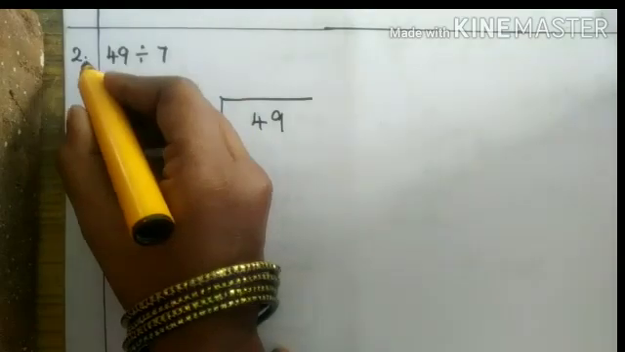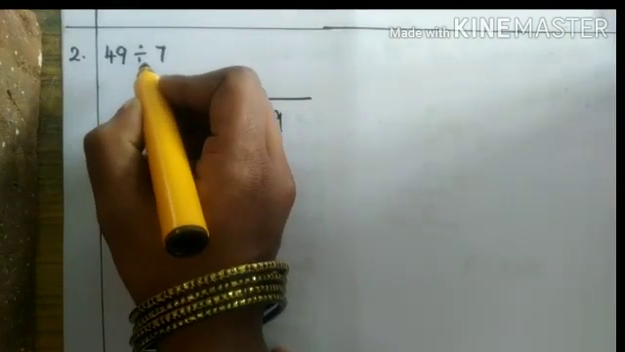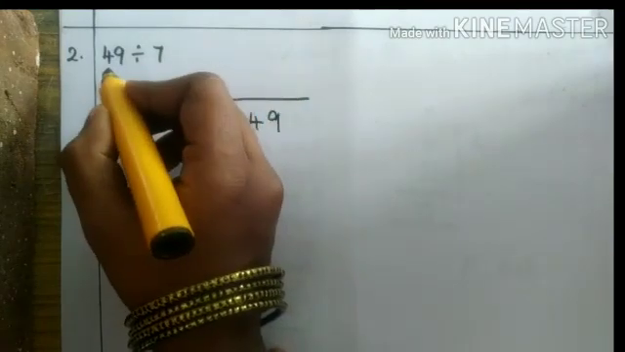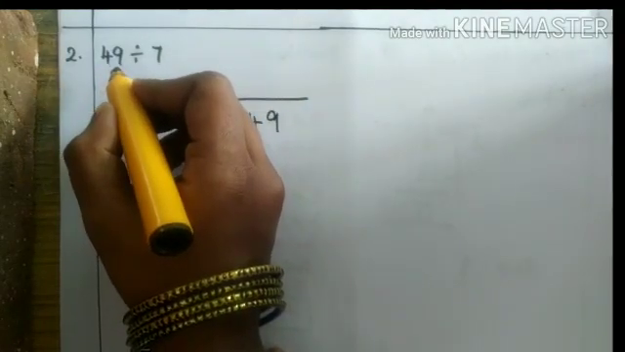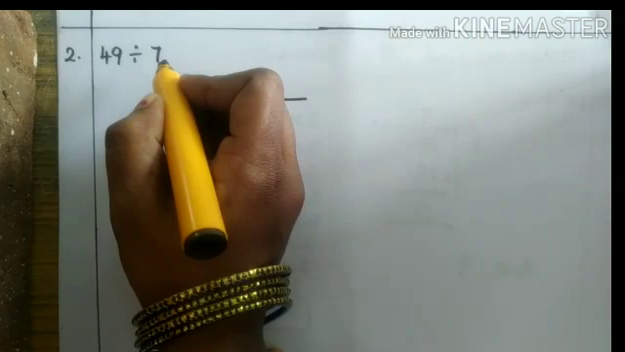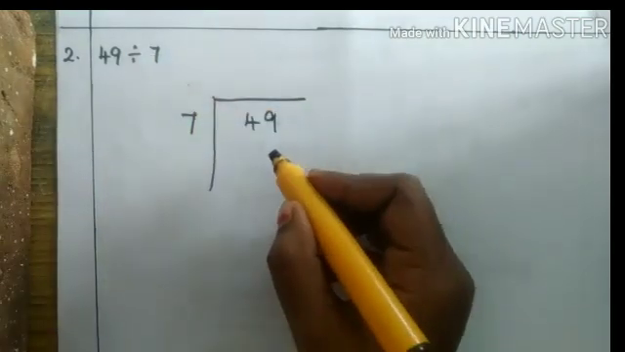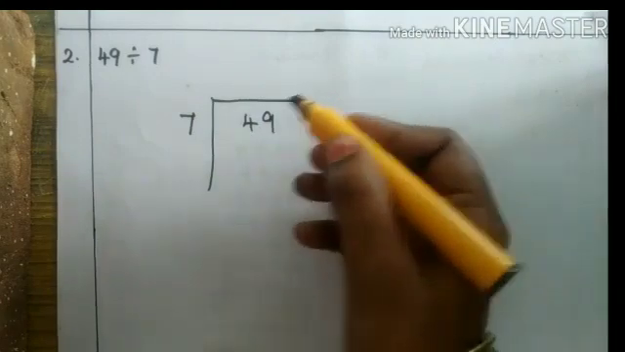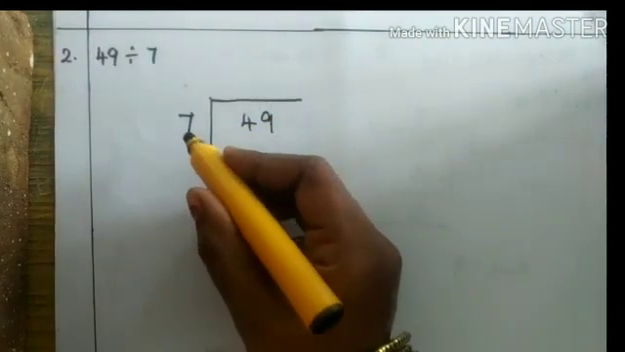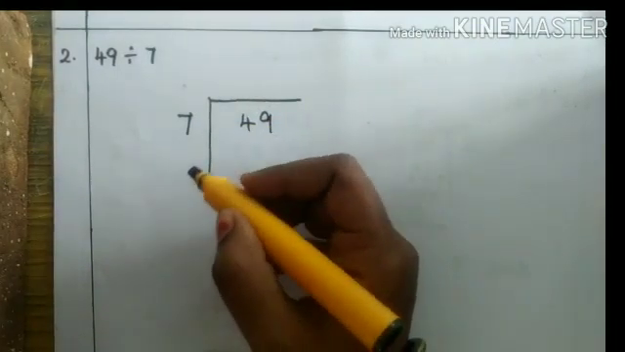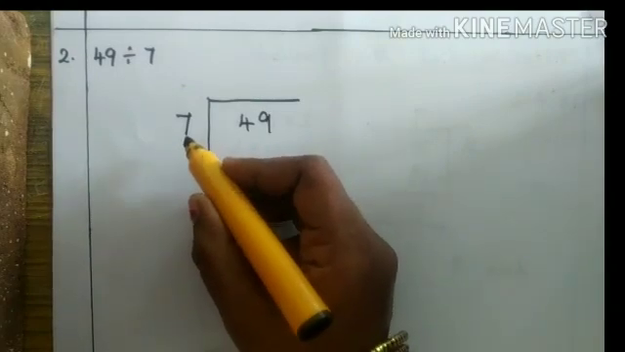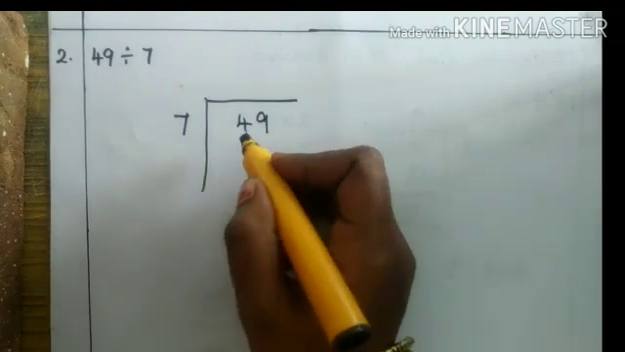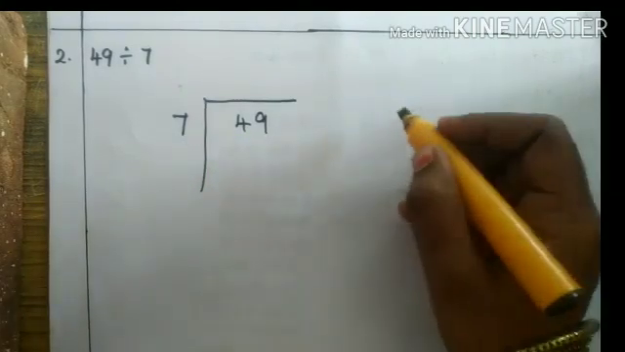The second sum is 49 divided by 7. Children, you have to find the quotient. 49 is called the dividend and 7 is called the divisor. In long division, you should arrange the dividend 49 inside and the divisor 7 will come outside. Children, now say the table of 7 until you get 49.